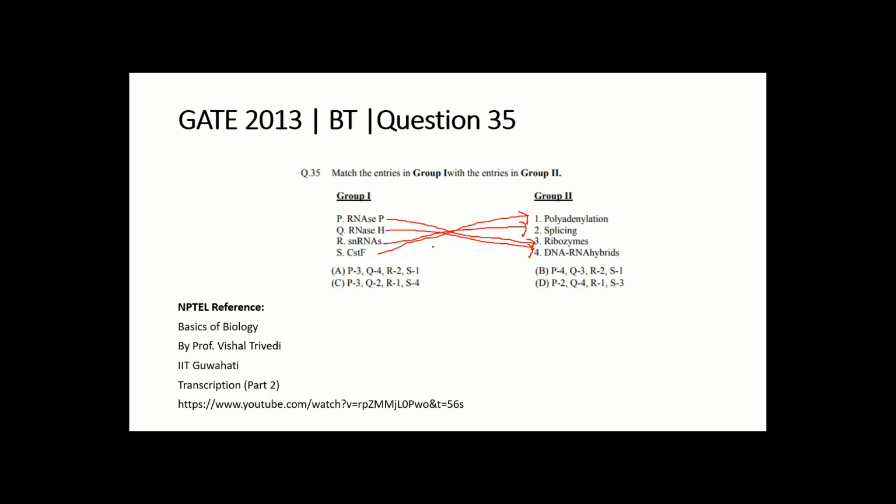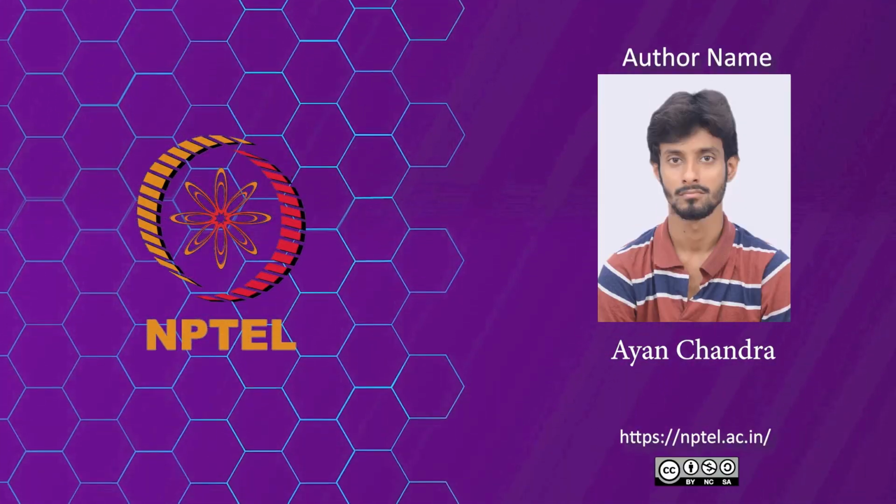So P3, Q4, R2, S1. So option A will be right: P3, Q4, R2, S1.